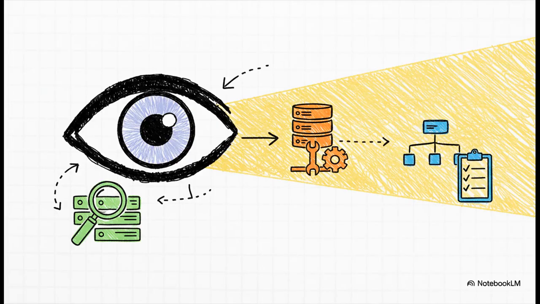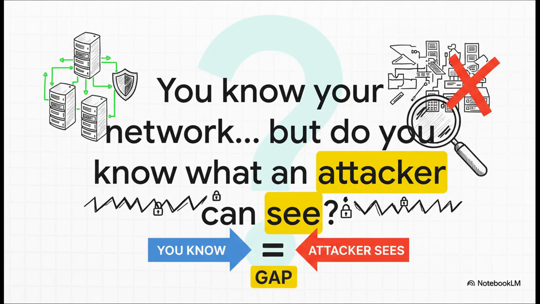But you've got to remember, none of this is a set-it-and-forget-it solution. Security is a process, not a product you can just buy. It requires constant vigilance, ongoing auditing, and staying ahead of the attackers, who are always changing their game. And in the end, it really all boils down to this one fundamental question. You think you know what's on your network, but do you really know what an outsider, an attacker, can see? Closing that visibility gap, that's the first and most critical step toward building real, lasting security.